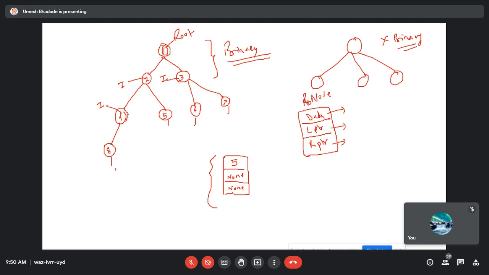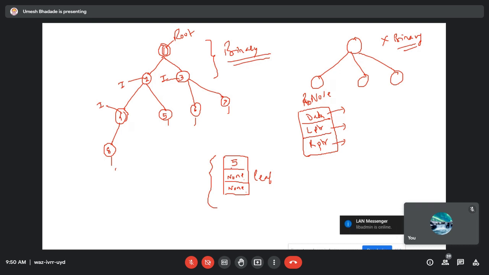इस नोड को क्या बोलेंगे हम? Leaf node. Yes, leaf node, because the left and right are none. That's why it is a leaf node. वही सवाल को अलग तरीके से पूछा मैंने केवल.